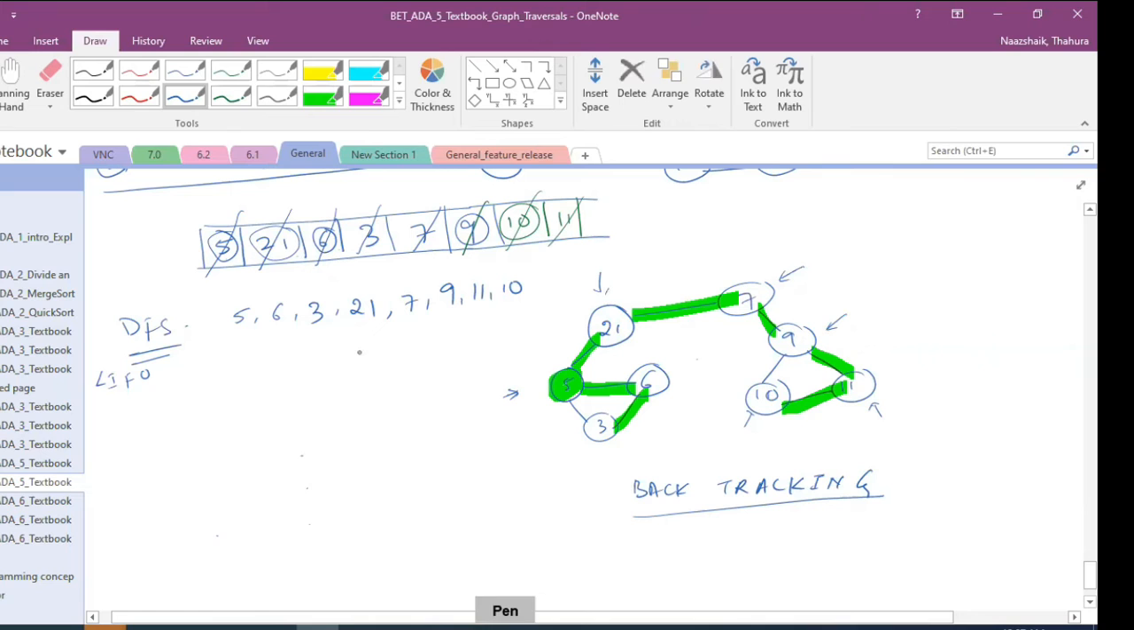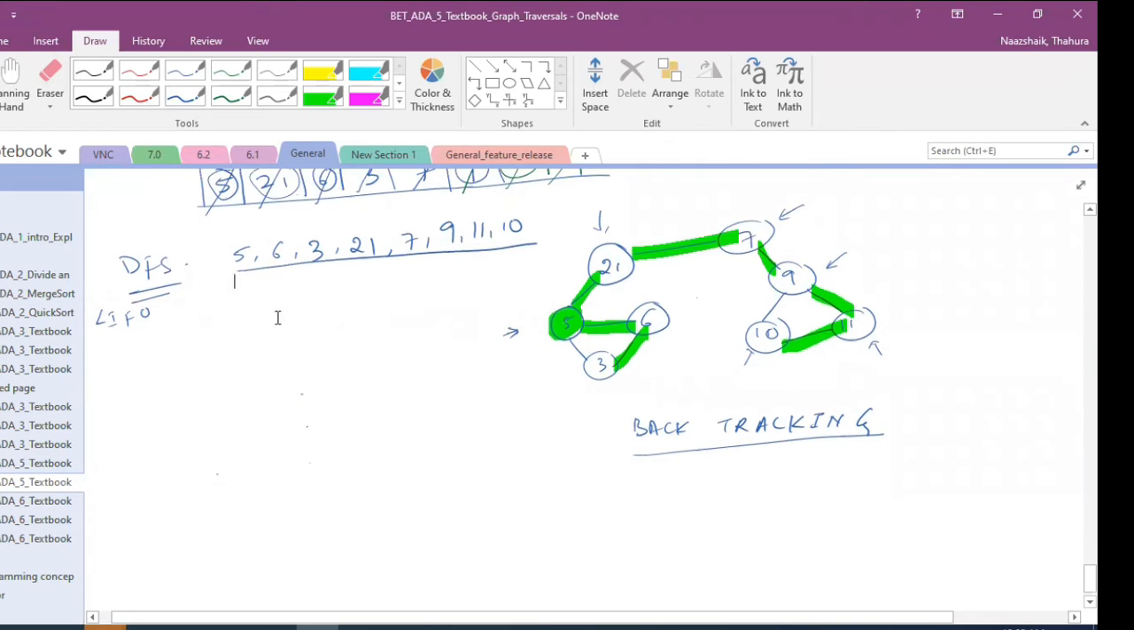So this is the order of DFS traversal. I hope this is clear. And now you understand how DFS helps in backtracking.